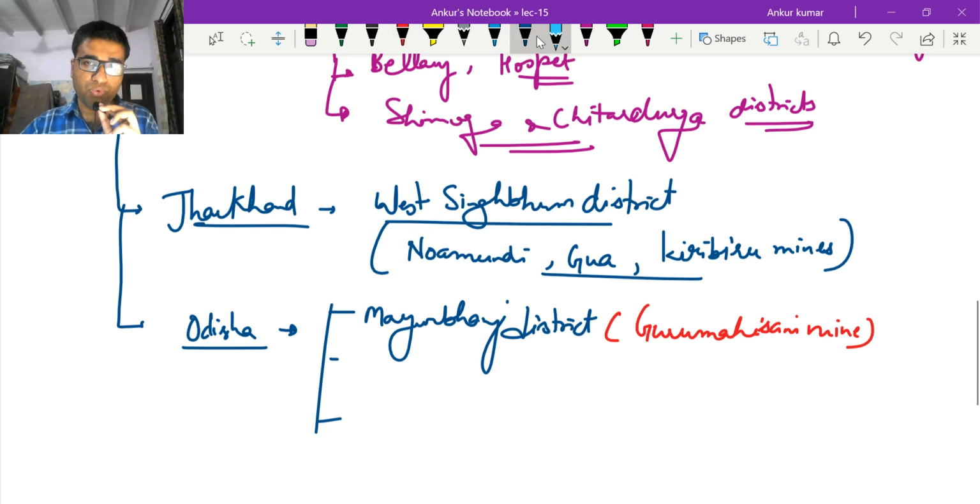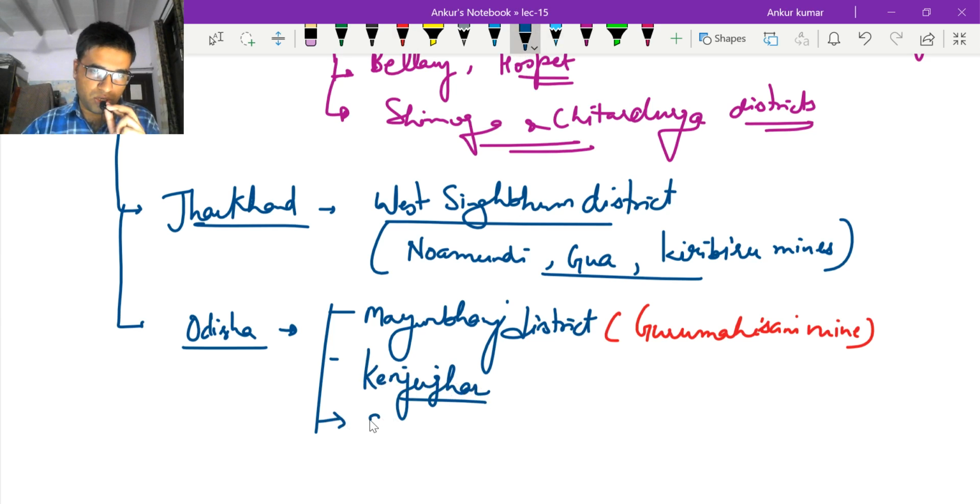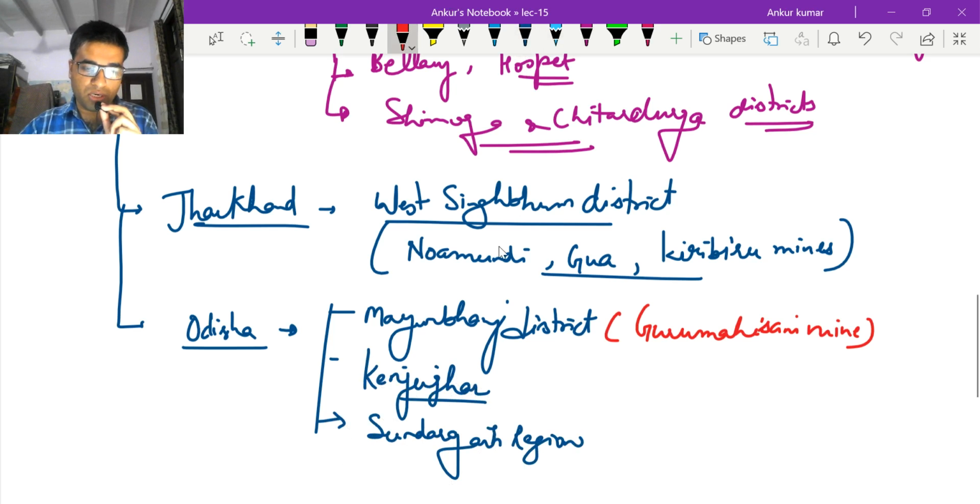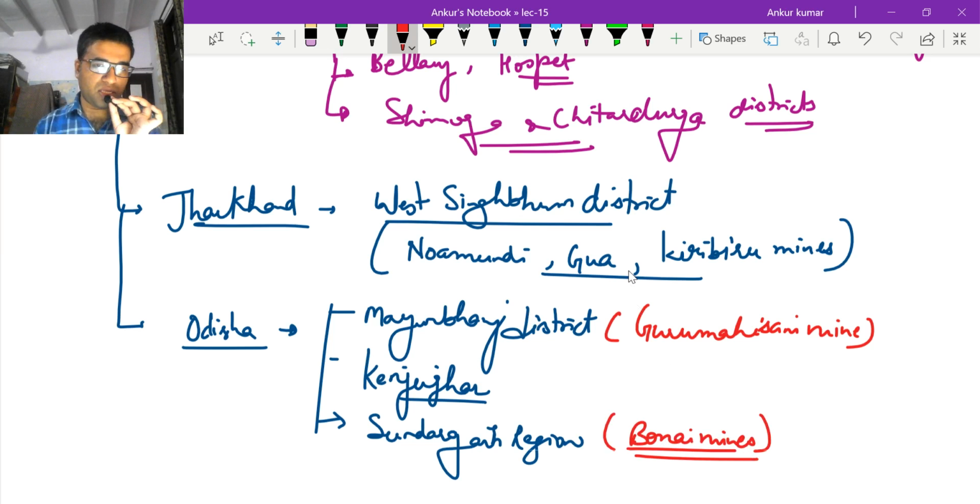Right. Moving on to the second district that you have to remember in Odisha is Kendujhar. Kendujhar, right? And the third important area is the Sundargarh region. It is in the southern Odisha. Sundargarh region. The important mine which you can remember here is the Bonai region or Bonai mines. Right. So these are the areas.